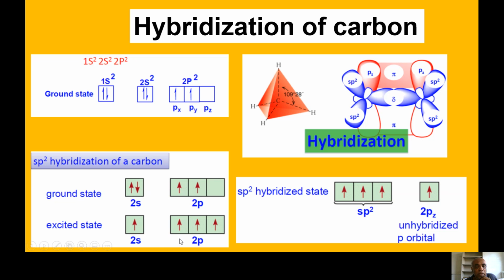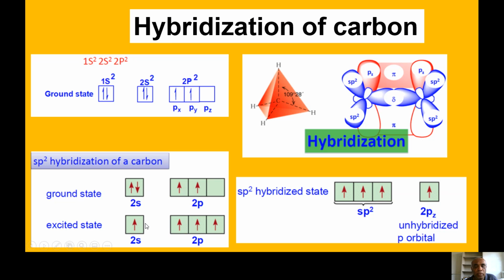Now these 2s and 2p states can hybridize. In some cases, like shown here, you can have all these 2p states. That's what we have here, right? So only 1 electron is coming here.